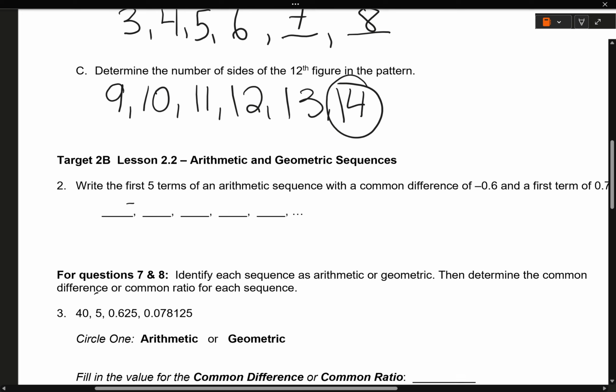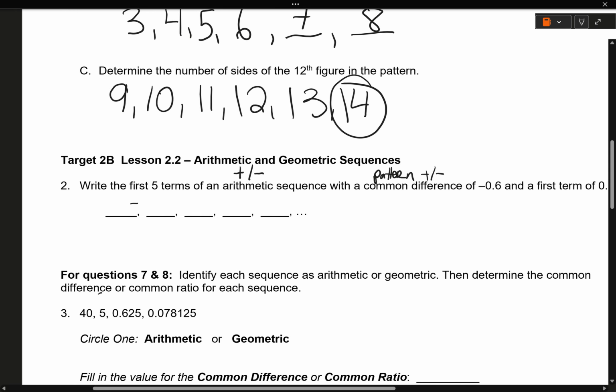Write the first 5 terms of an arithmetic sequence. Ooh, arithmetic means we're adding or subtracting with a common difference of negative 0.6 and a first term of 0.7. The common difference is our pattern, but it's specifically the pattern for adding or subtracting. Well, we got a first term of 0.7, which means we'll write 0.7 right there. Our common difference is minus 0.6. Well, that means we're subtracting 0.6 over and over and over again.